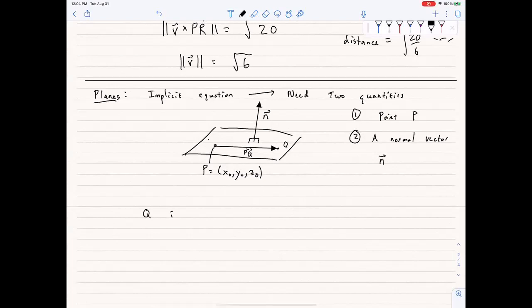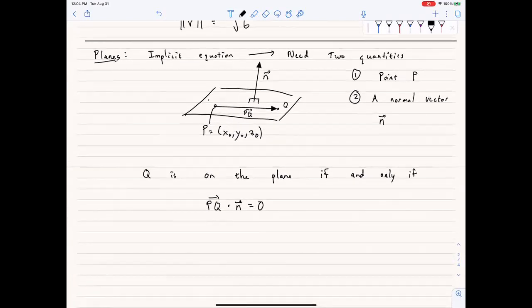So Q is on the plane, I'm just going to write down what I just said, if and only if, when I take this dot product, PQ dot N, I get 0. That's an equation. So the validity of that equation is telling me whether or not Q is on the plane. And so now all we need to do is turn that into an equation in X, Y, and Z.